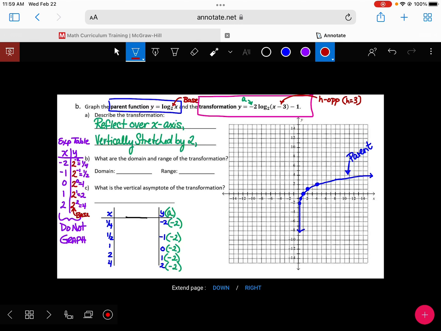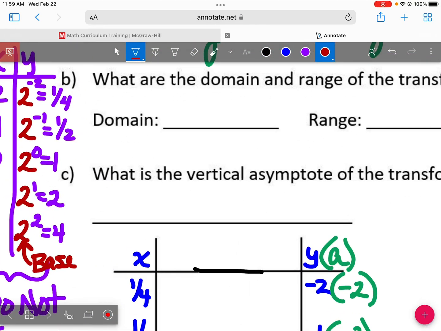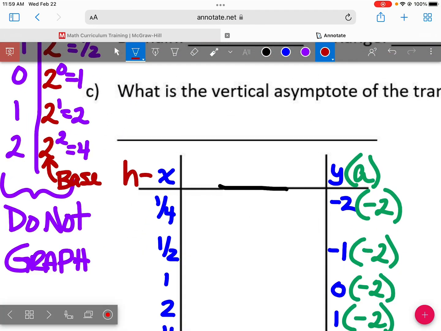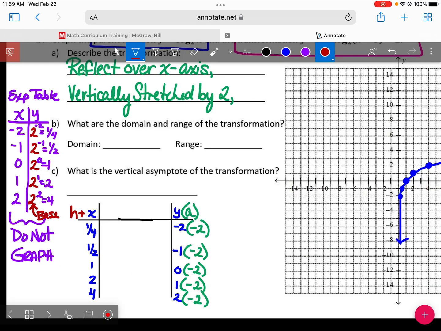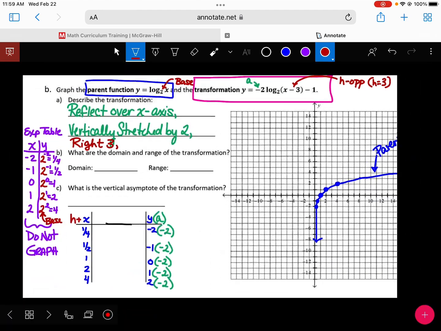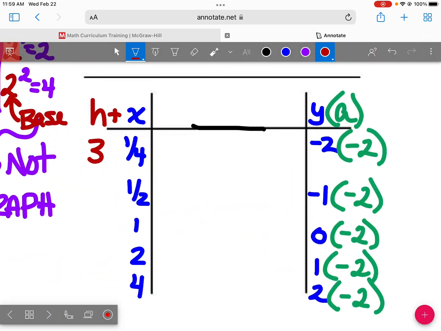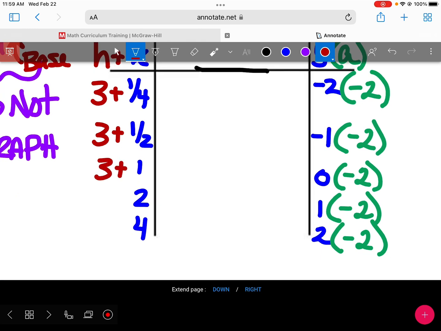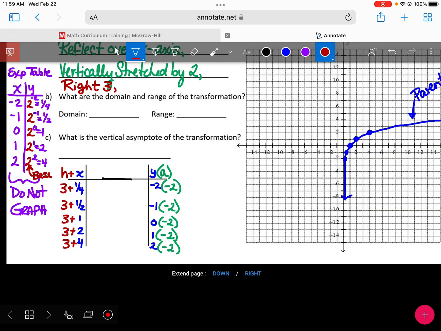Wait, it's not compressed? It is not compressed. Only numbers between 0 and 1 compress it. We're going to go right 3. So we're going to add 3 to all of the x's to make it shift to the right.